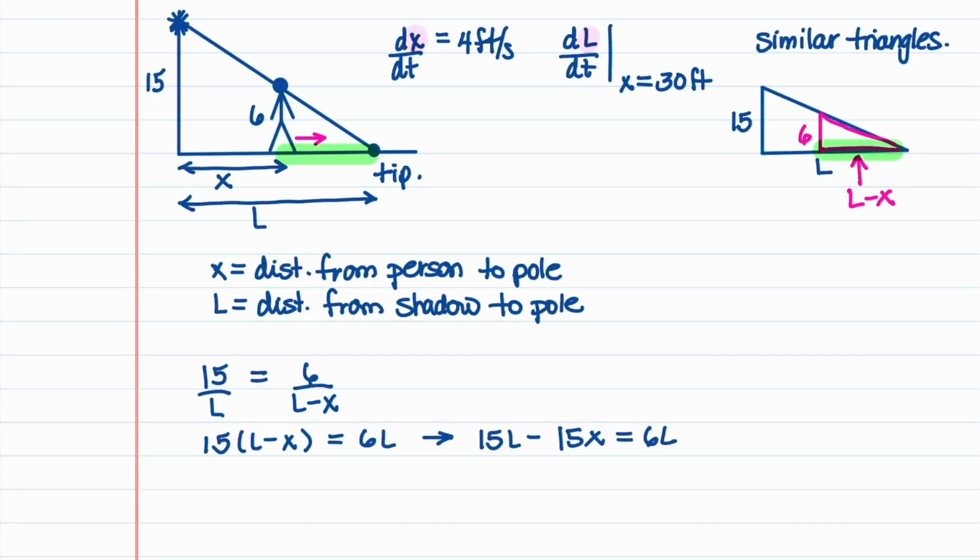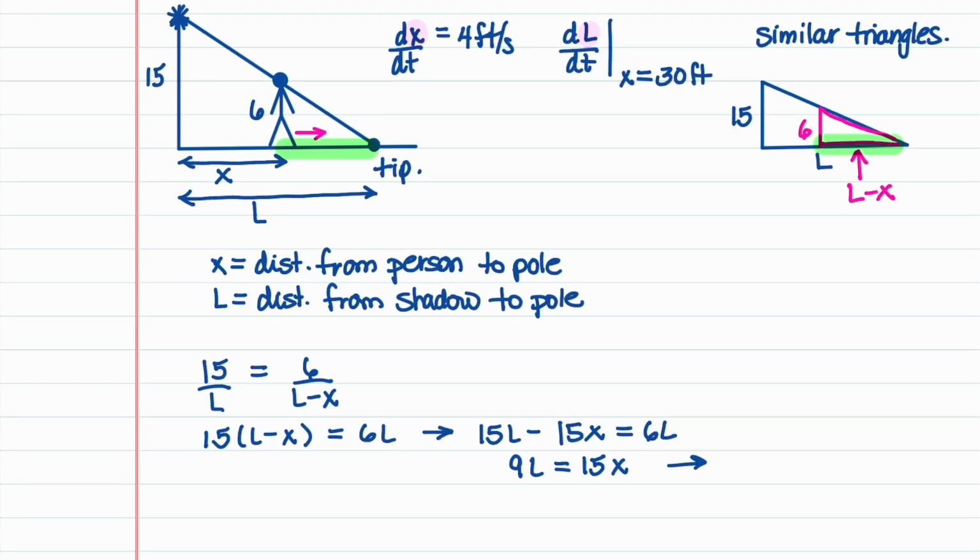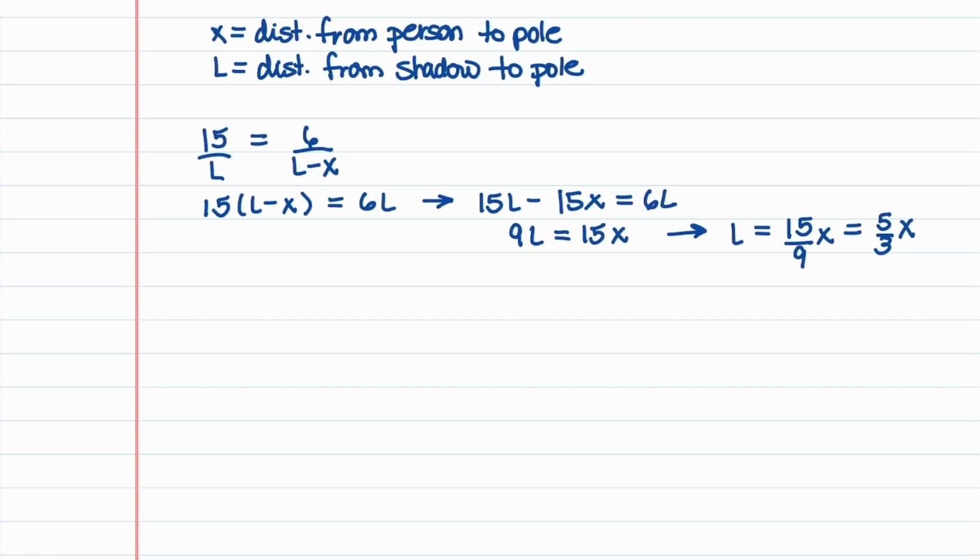If we keep the L's on the left, we're going to have 15 minus 6, so that is 9L, and we get a 15x on the right. And we want to find dL/dt, so let's solve for L. This gives us that L is 15 over 9x. We can divide 3 into both of those, so we get 5 over 3x. Similar triangles are hard, but once you have it, the equation is actually pretty simple. So we end up with the equation L is equal to 5/3 times x.